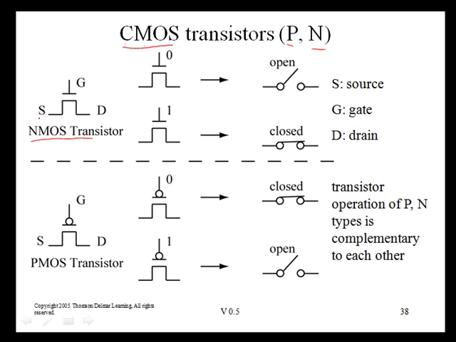There are three terminals, a source, a drain, and a gate. We're going to view these simply as switches. Whenever the gate is a 0, that means the switch is open. There's no current flow between the source and the drain. When the gate is a logic 1, it means the switch is closed. It means we're going to have current flow between S and D. For a PMOS transistor, it's exactly the opposite behavior, as denoted by this inverting bubble on the gate. When the gate value is a logic 0, it's closed. When the gate value is a logic 1, the switch is open.